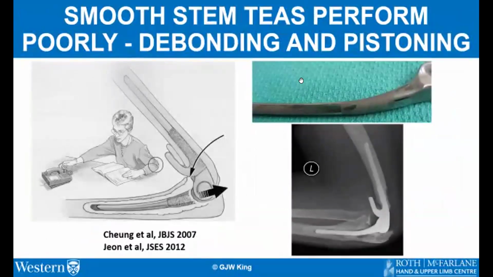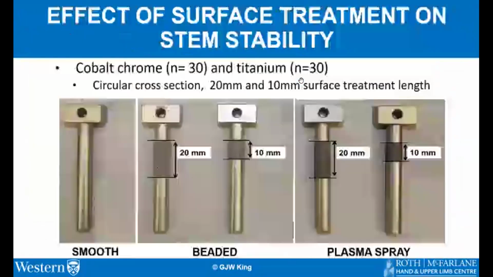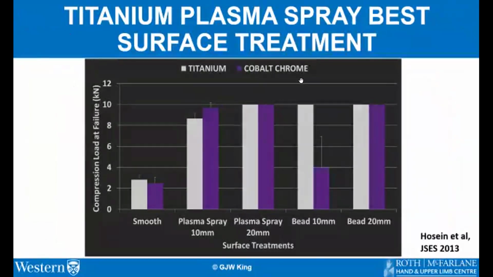Smooth stem total elbow arthroplasties have been shown to perform poorly due to debonding and pistoning of the stems within the cement mantle. We performed a study looking at surface treatment of smooth-stemmed implants and applied titanium beads or plasma spray on both cobalt and titanium stems. We showed that overall titanium plasma spray is the best surface treatment for both titanium and cobalt chrome implants. And this is what most total elbow implants now incorporate.